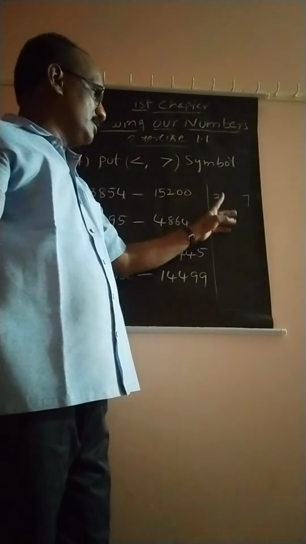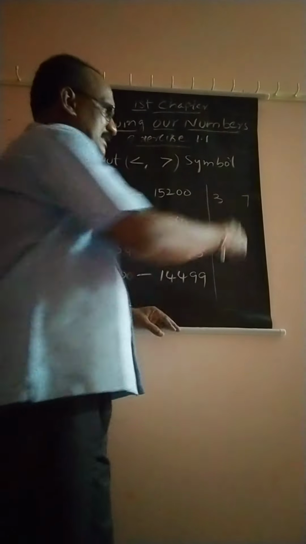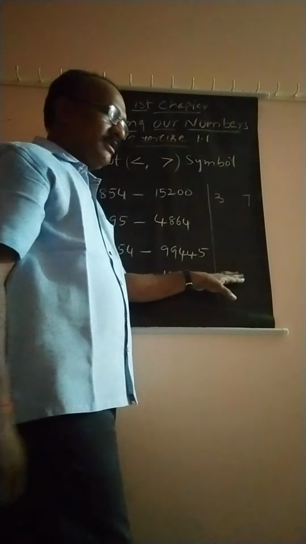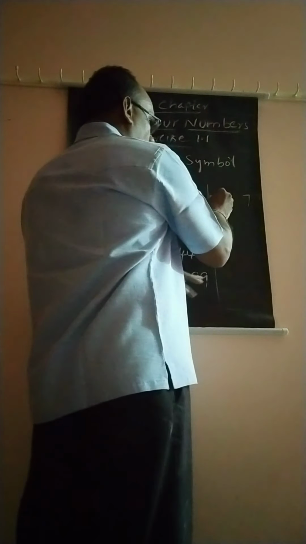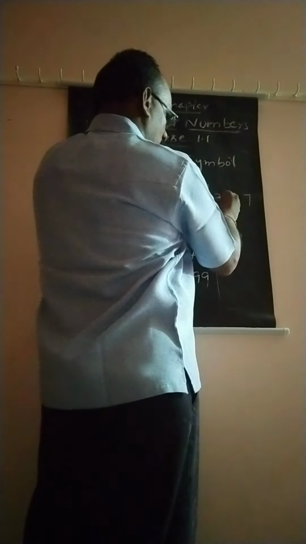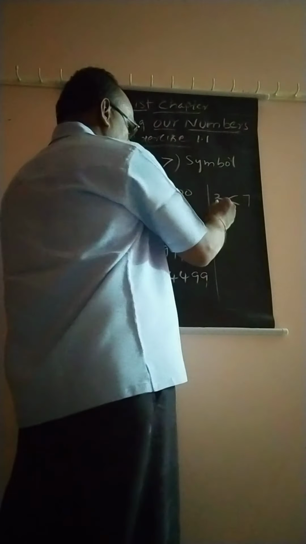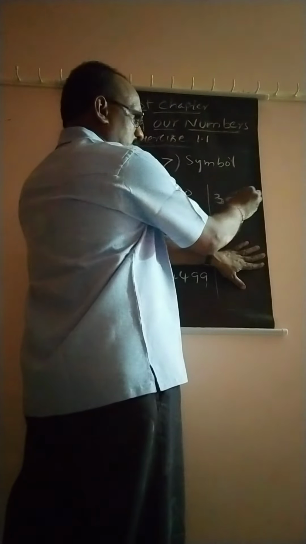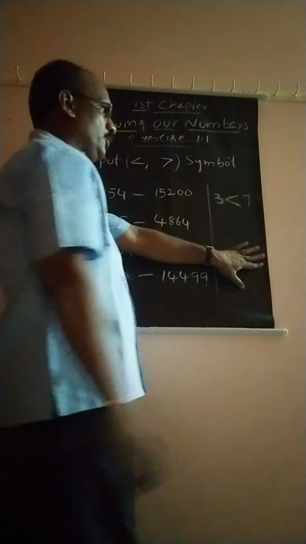Listen here. Two numbers I take, 3 and 7. Which is the bigger? 7 is the bigger, so 3 is the smaller one. Towards the small number, the tail of the less than symbol will come in. 3 is less than 7. That means this is the tail and this is the head. Towards the tail, always the small number. Towards the head, always the bigger number.